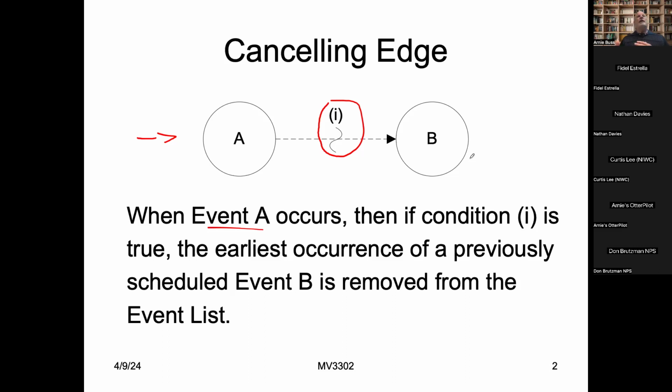If there is more than one on the event list, only the earliest scheduled one will be removed. If there are multiple events scheduled at exactly the same time, it's arbitrary which one gets removed. But in any event, only one gets removed. That's important to understand. So the only two ways that an event can be removed from the event list is if it gets executed, which means its time has come and it gets processed, or if it gets previously canceled.